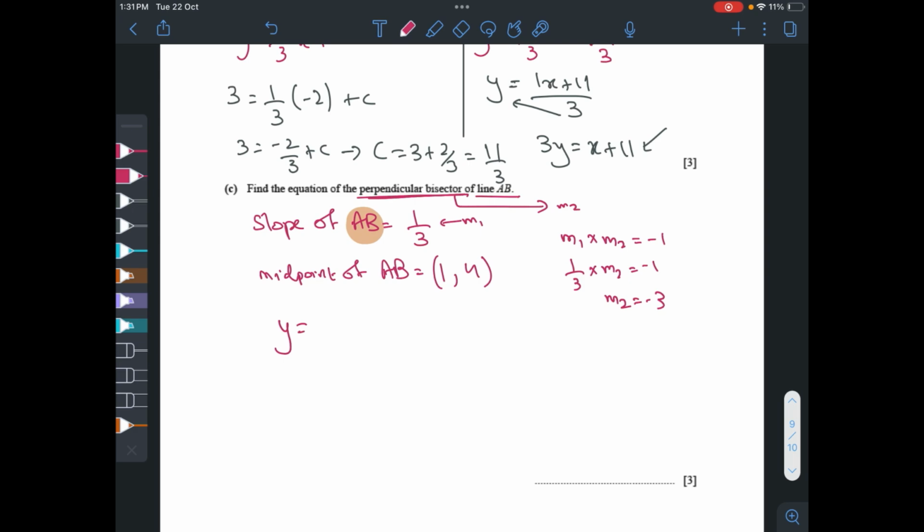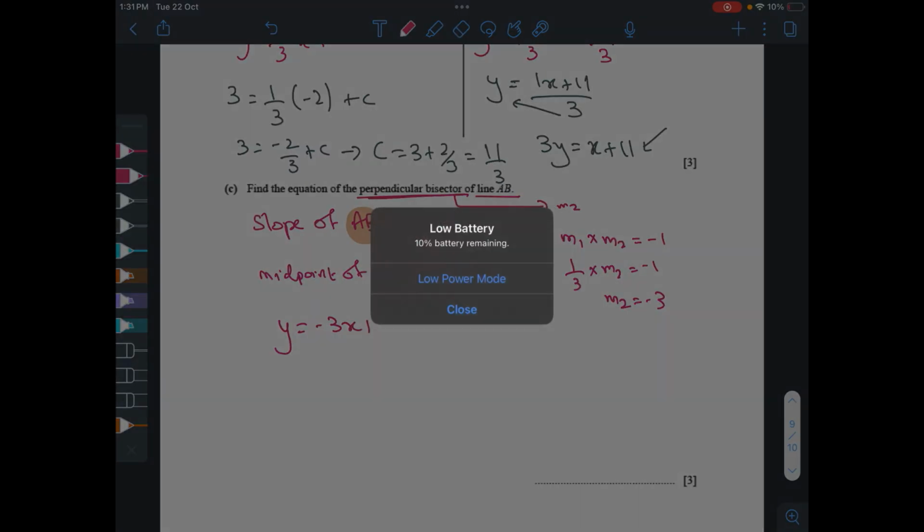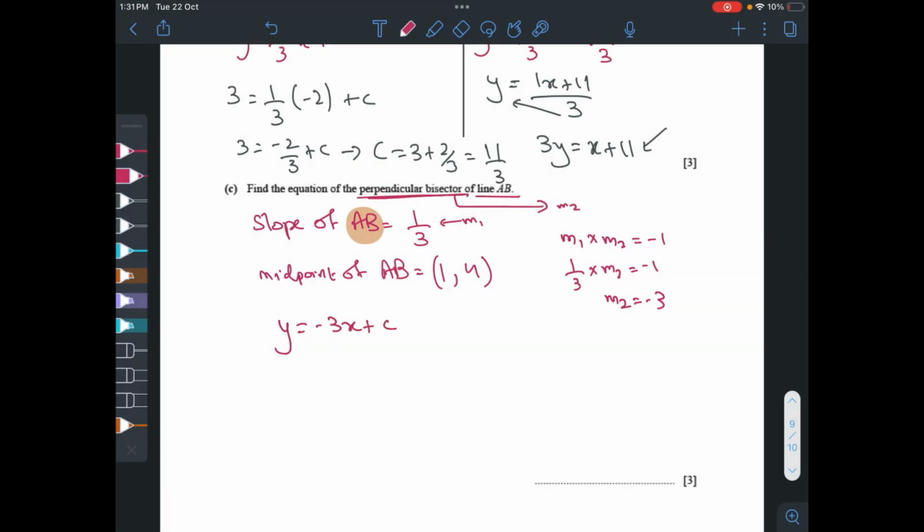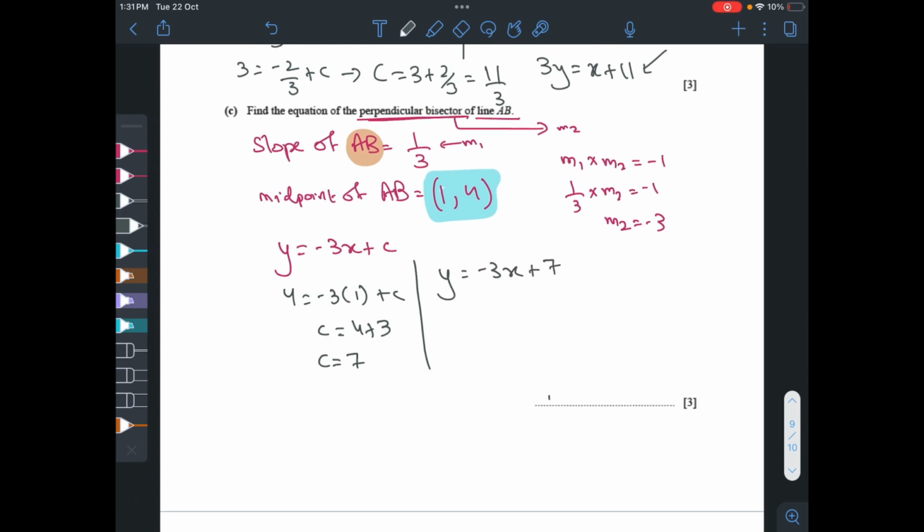So you have y equals negative 3x plus c. So I plug in these coordinates over here to find the value of c. I plug in 4 in place of y and I plug in 1 in place of x. That gives me 4 plus 3, c is equal to 7. So my answer is going to be y equals negative 3x plus 7. That's my equation. I write it over here, y equals negative 3x plus 7.